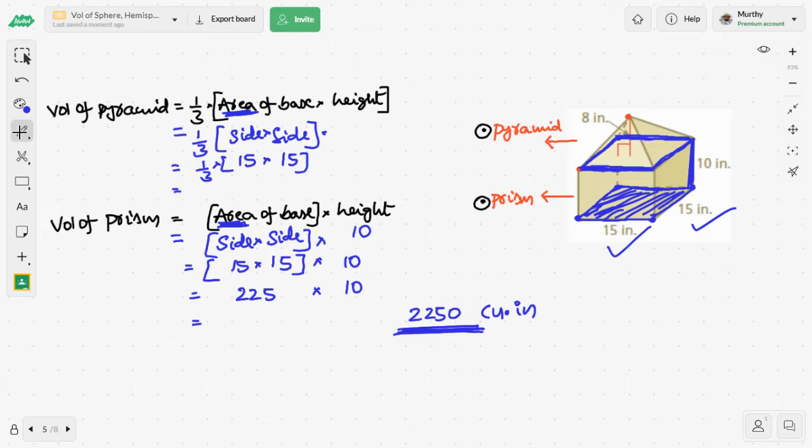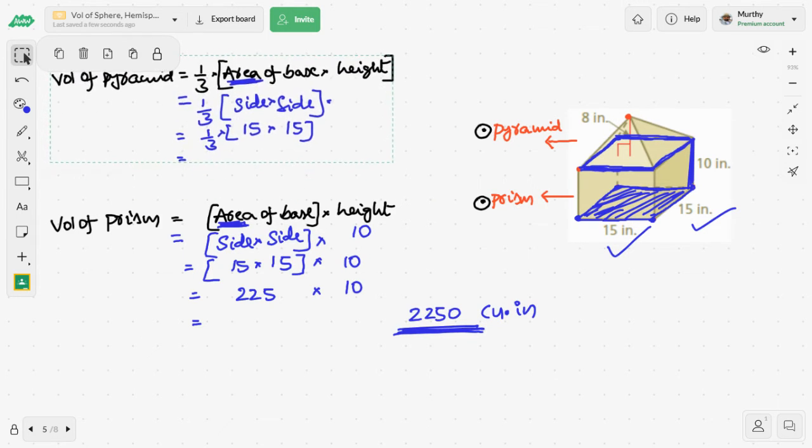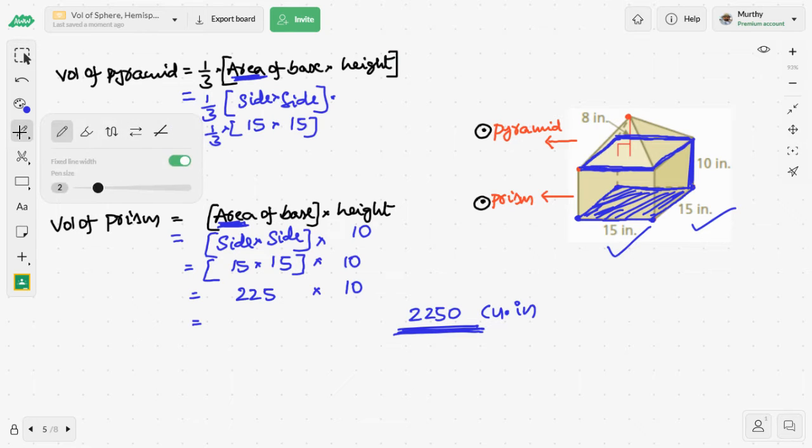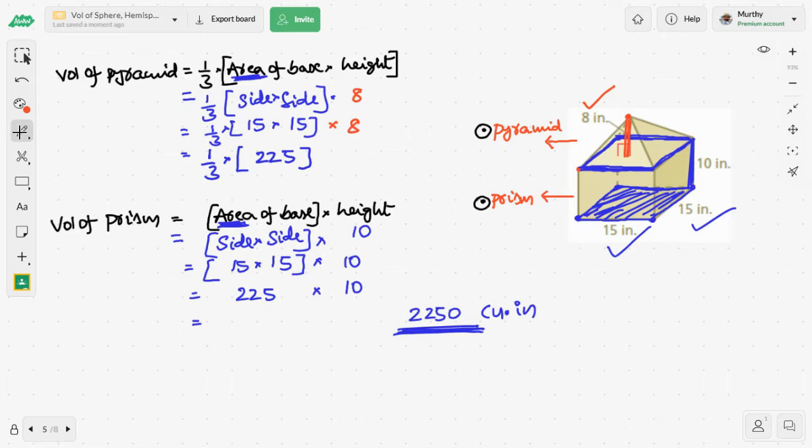1/3 of this one. I need more space, so let me move this one a little here. Okay, so here it is 1/3 of, just now we multiplied, it is 225 times. What is the height? Please notice that the height is given here as 8 inches. I hope you see that here it is 8 inches. So let me take times 8. Let me grab my calculator. Then 1/3 of 225 times height 8, that is giving me 600 units.